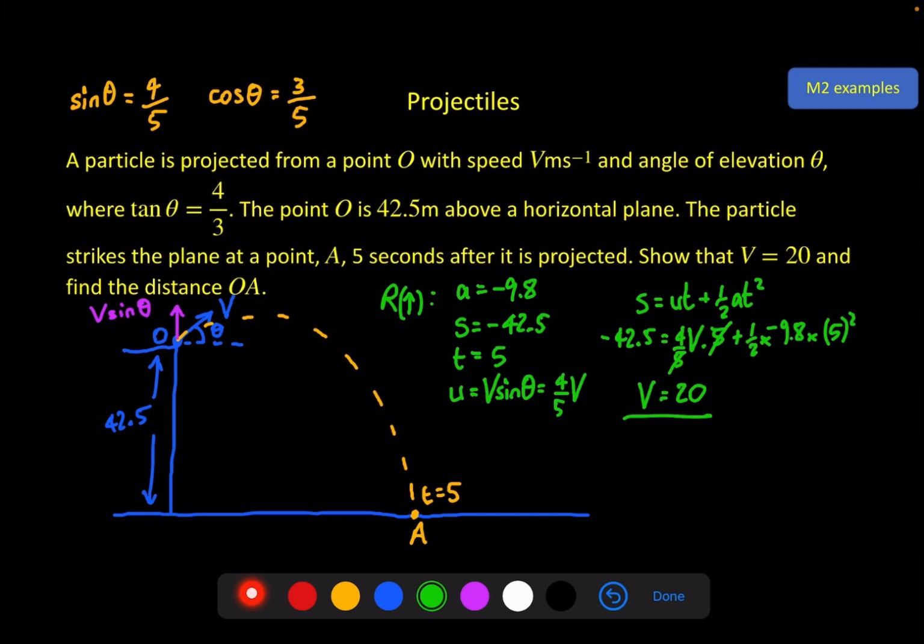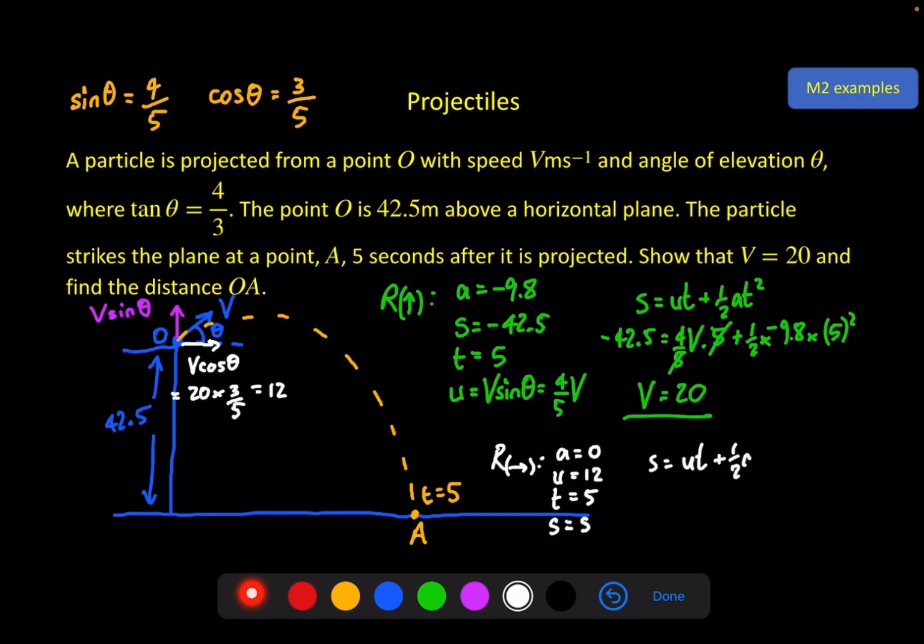Now find the distance OA, and as I said earlier, this is a little bit easier, because if V is 20, this is V cosine theta, which is 20 times 3/5, which is 12. So when we resolve to the right, we know a is 0, u is 12, t is 5, s is the thing that we want. s equals ut plus a half at squared. As we've seen a few times now, that disappears, and we get 12 times 5, which is a nice round 60 meters.